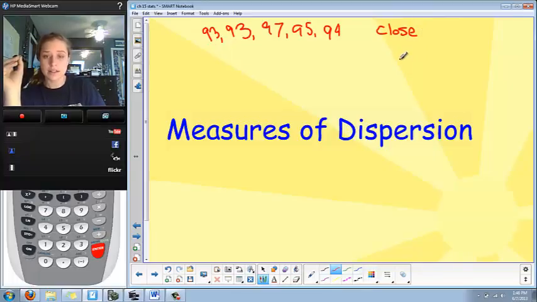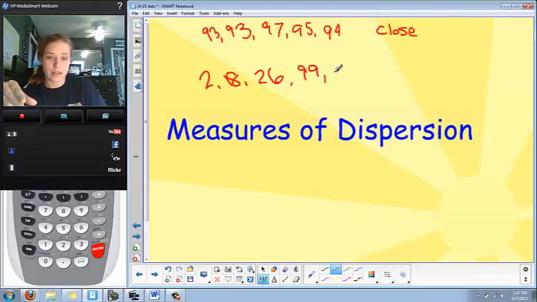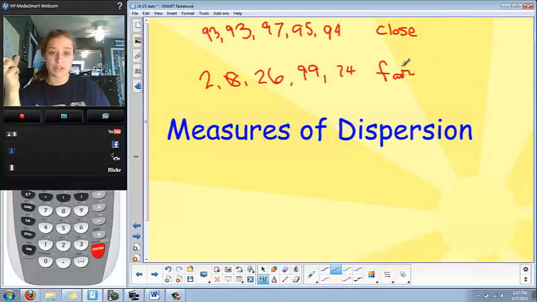Versus somebody else does a different study, and their data points start out at 2, and then they have an 18, and then a 26, and then a 99, and then a 74. And all those numbers are really far apart. What does it mean when numbers in a study are really far apart versus when they're really close together? And that's what we're going to talk about with measures of dispersion.